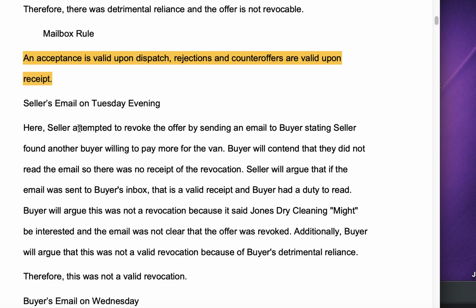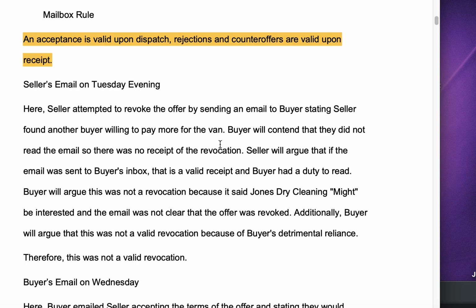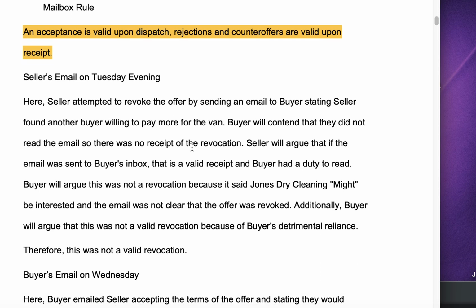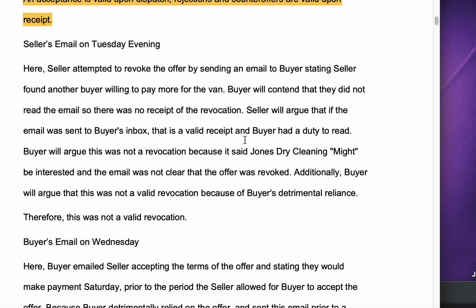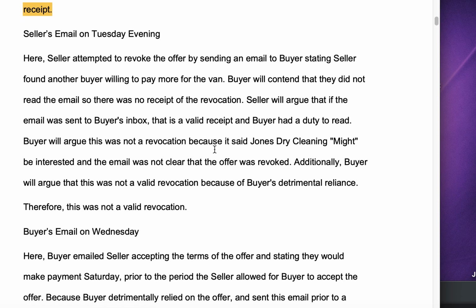Seller's email. Here the seller attempted to revoke the offer by sending an email to the buyer stating the seller found another buyer willing to pay more for the van. The buyer will contend that they did not read the email, so there was no receipt of the revocation. Seller will argue that if the email was sent to the buyer's inbox, that is a valid receipt, and the buyer had a duty to read.